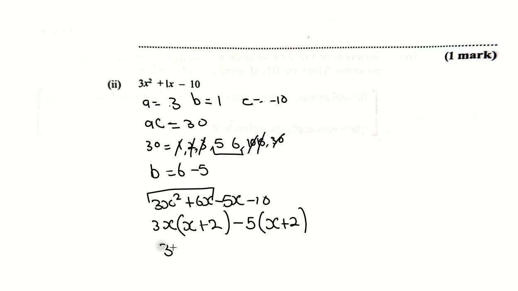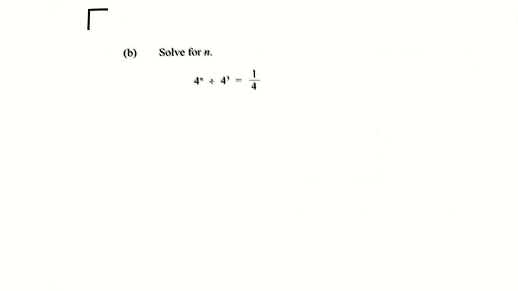Alright, so you know your answer would be 3x minus 5. And the brackets are the same, so it would be in the next bracket, which is x plus 2. And that is how you would factorize this. Next one, they say solve for n. Let's just zoom up to see. So they told you that, I'm going to rewrite it. It's a little bit blurry.